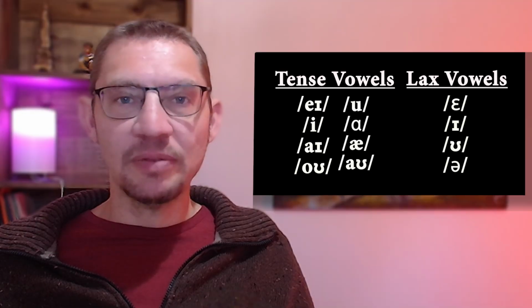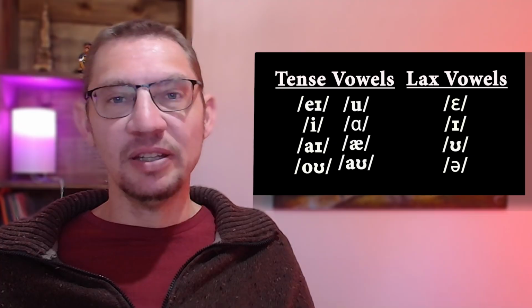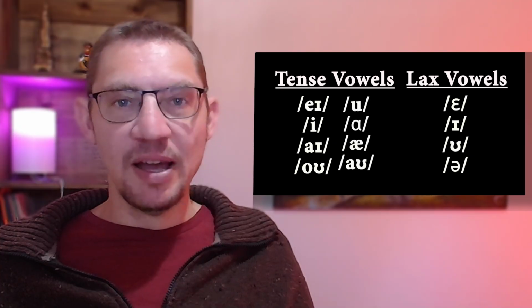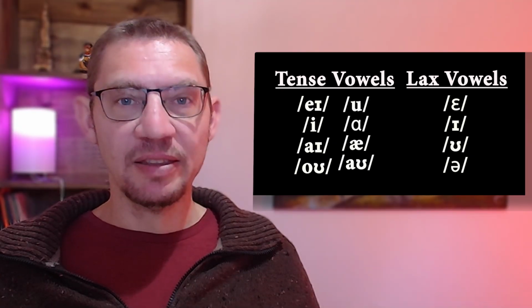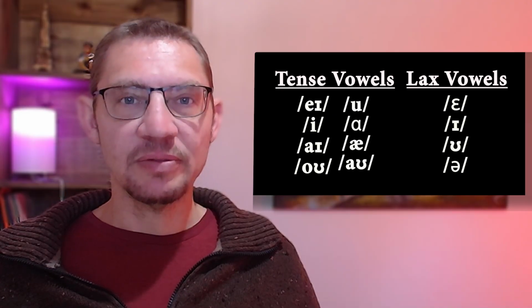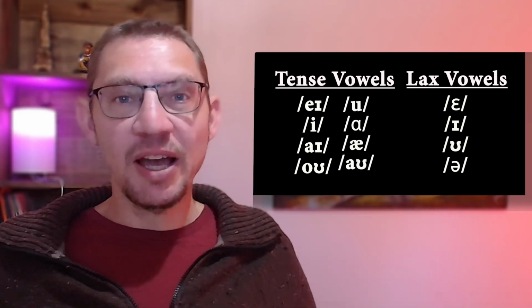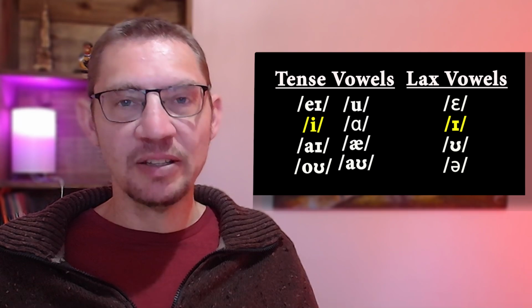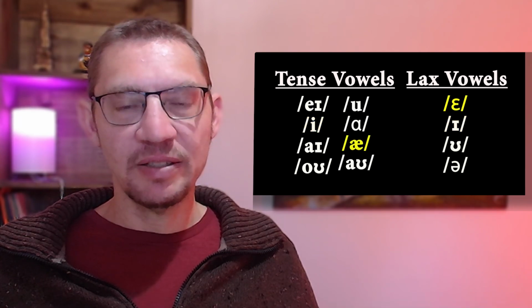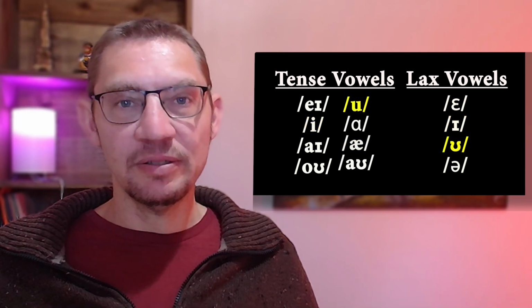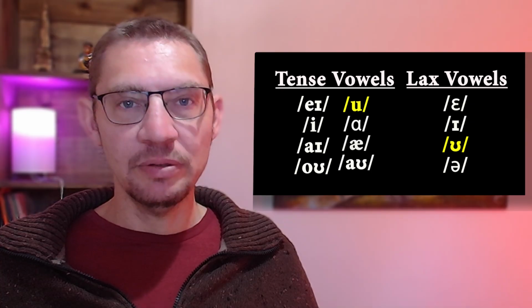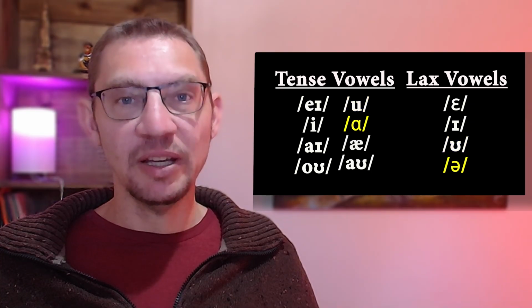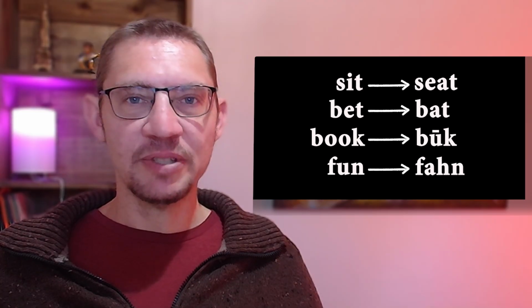And of course, tongue positioning, mechanics, these things make a difference in creating the right sound. But from my experience, length is one of the most important aspects when it comes to the lax vowels. And when they're not kept short, the I ends up sounding like the tense E, the E ends up sounding like the A, the ends up sounding like an U, and the ends up sounding like ah. So for example, the word sit would sound like seat, bet would sound like bat, book would sound like book, and fun would sound like fan.